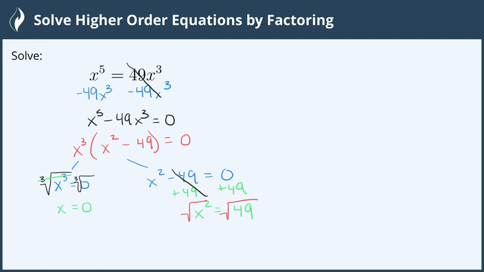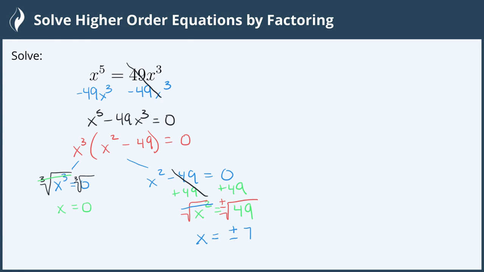And on the right side, because we have a number and we're square rooting it, we end up with two answers, plus or minus. And on the left side, square rooting the square negates it, so we're just left with x. And the square root of 49 on the right side is 7, so we get plus or minus 7.